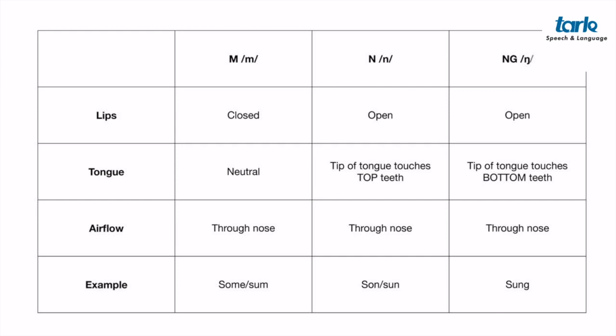The words S-O-M-E and S-U-M are pronounced exactly the same way. And the words S-O-N and S-U-N are pronounced exactly the same. And sung, S-U-N-G, does not have a homophone. It's just pronounced sung with only one spelling.